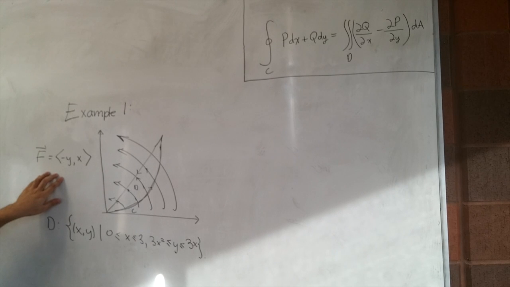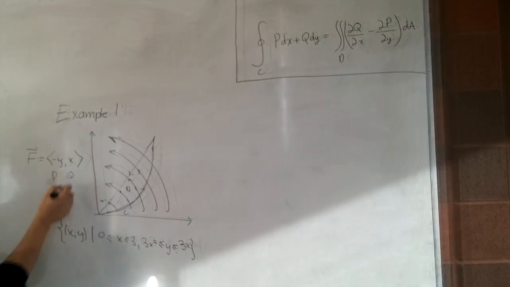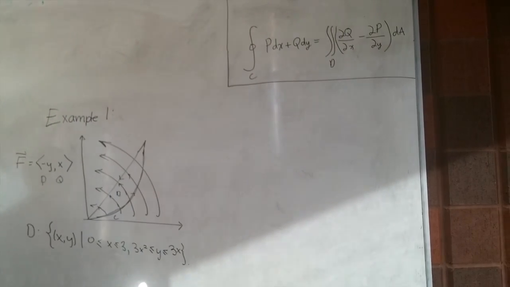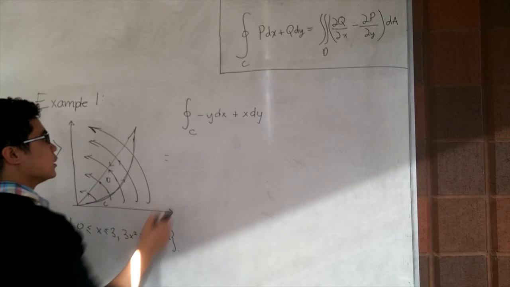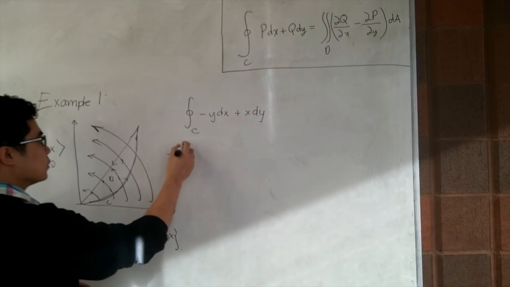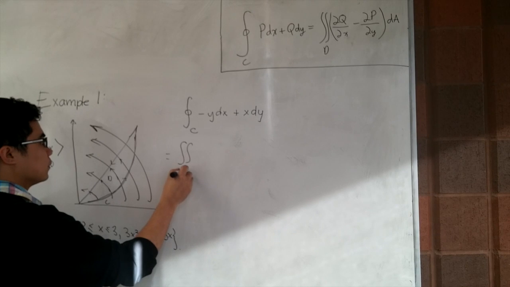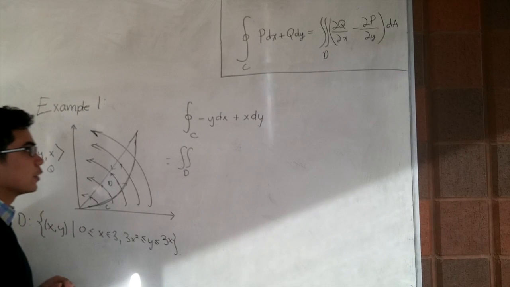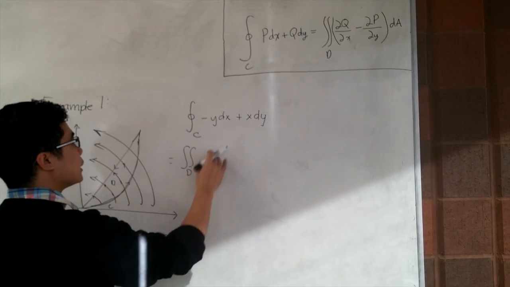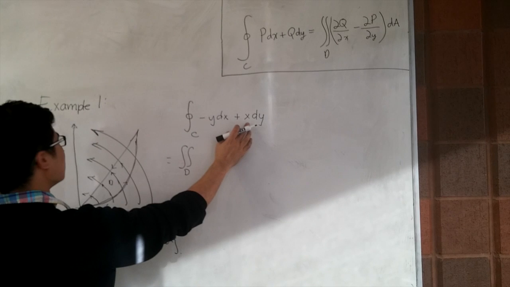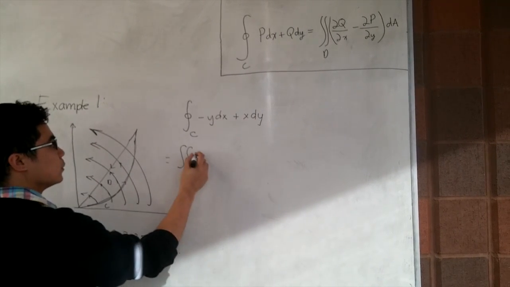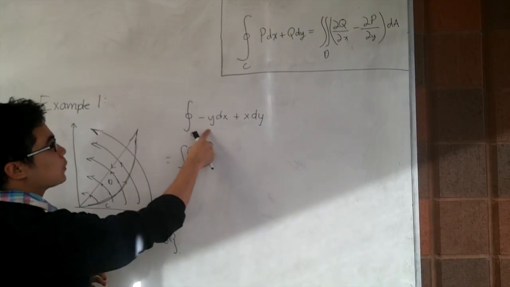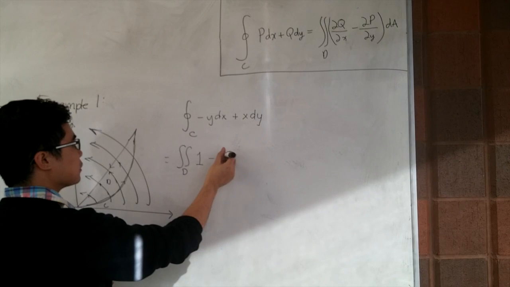If this is our vector field, and we'll call this P, Q, we can directly apply this information to Green's theorem. It's equal to the double integral over D, and we just plug it into our Green's theorem over there, dQ by dx. So if this is Q, and we differentiate this by x, we get 1. And we subtract dP by dy, so this is P, we differentiate it, we get -1.